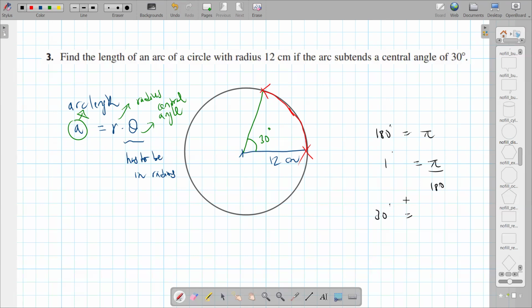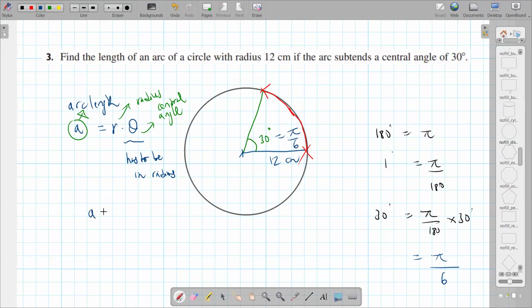What about 30 degrees? What do I do on both sides of this equation to get a 30? I have a 1 right now, I need a 30. You multiply by 30. If you do it on one side, you have to do it on the other side, right? What does this simplify to? How many times does 30 go into 180? 6, right? So that's your angle. So 30 degrees is pi over 6 radians. And for arc length, you have to be in radians.